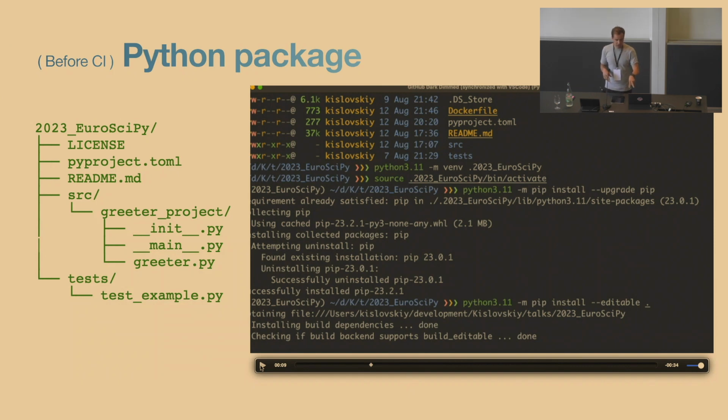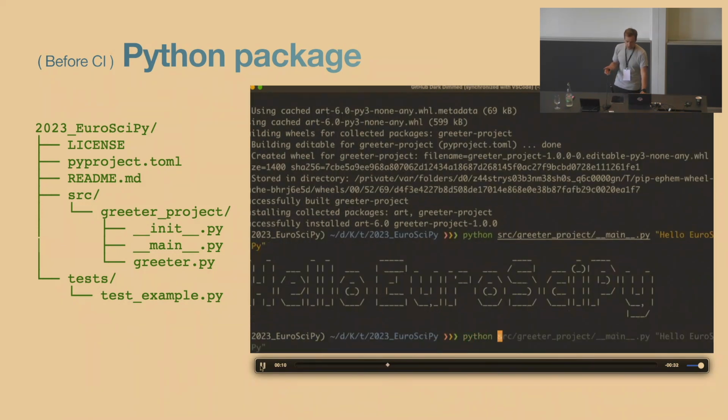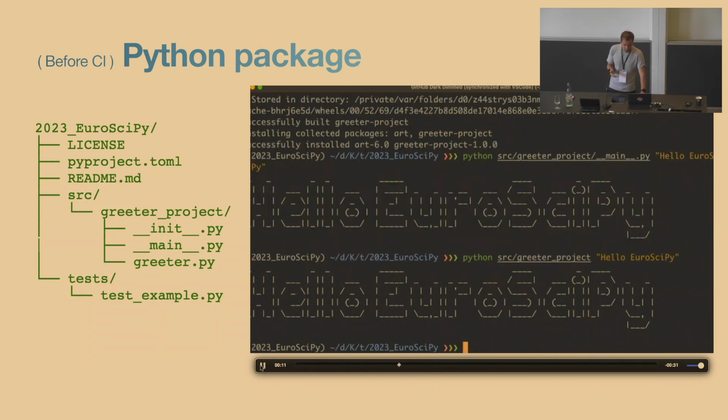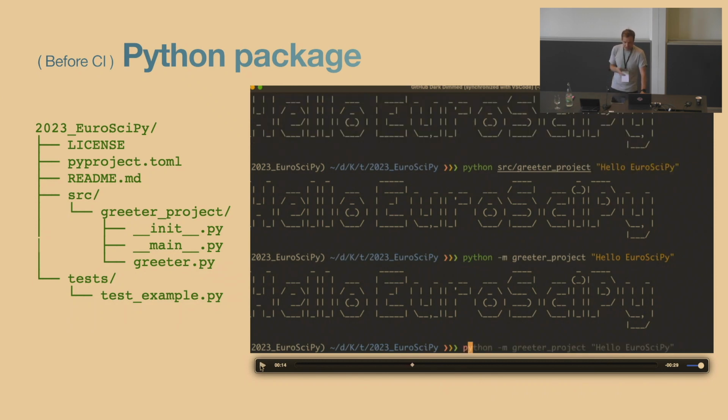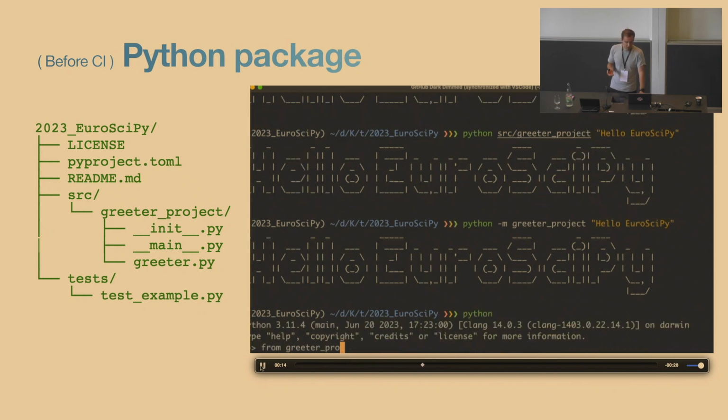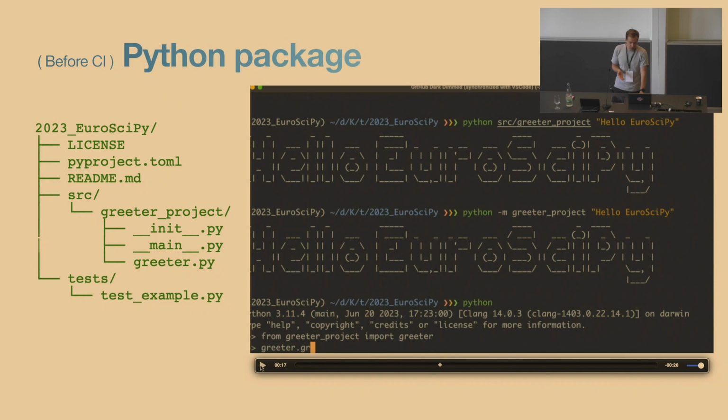And here, as the 3rd step, you see that I'm not calling some Python file. So I install my package, which is on the left, as an editable package. And that has some benefits, because now I can call my main.py function with hello EuroSciPy and have nice output. I can also call the directory, the Greeter project, and have the same output. I also can run this simple project as a module. And what we usually tend to do is we can freely use the greeter method inside our code.